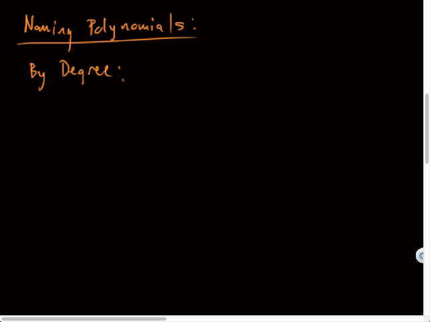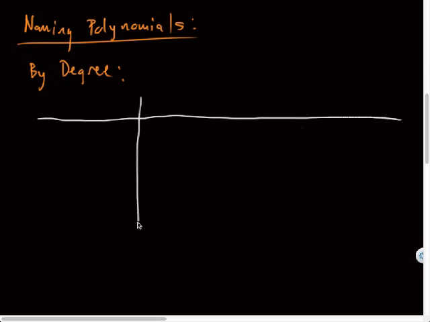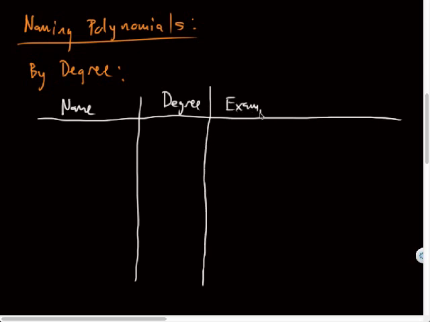Okay? And we're going to make this little tablature. Nice little 3-column table. This one will be the name. This column will be for the degree, and the degree column can be skinny. It's just a single number. And then the third column will be some examples of that.